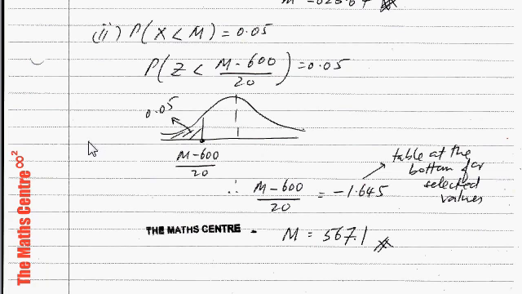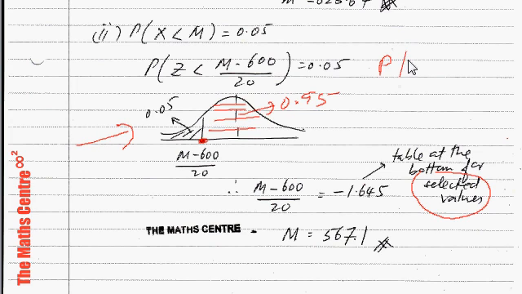Let's draw a picture and indicate (m minus 600) over 20 on the horizontal axis. It is the probability of z less than this, so the shaded region here has an area of 0.05. So the area to the right is 1 minus 0.05, which is 0.95. Look up the tables at the bottom of the page. I will repeat: when you use your normal tables, they have given you a table for selected values of z, that little table at the bottom of the page.